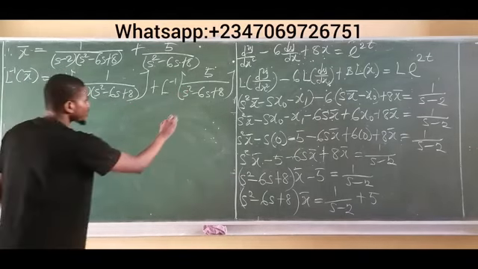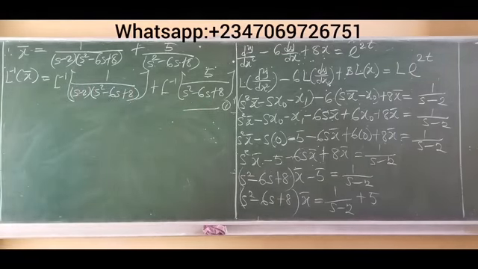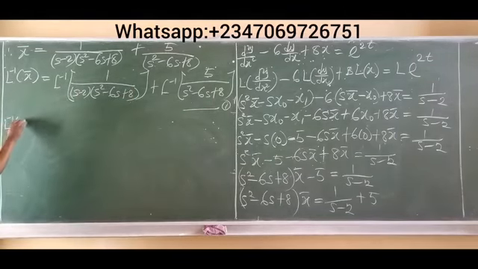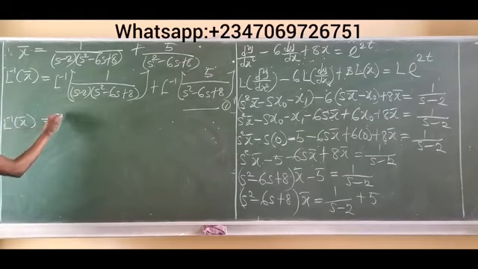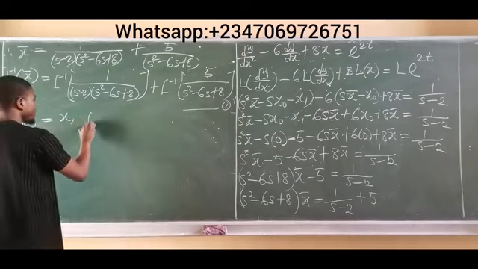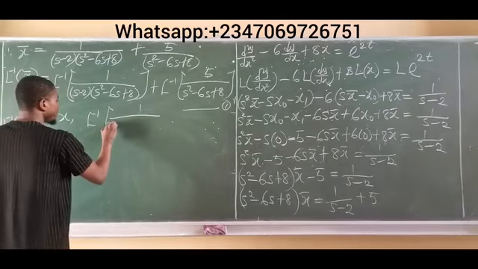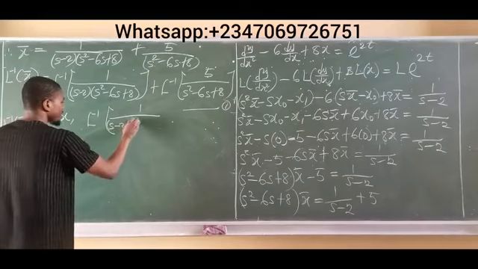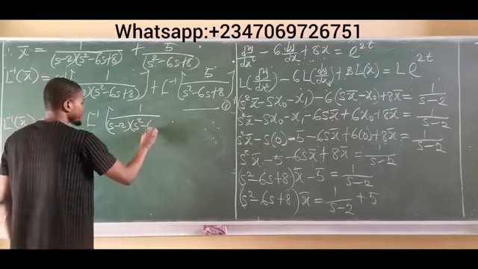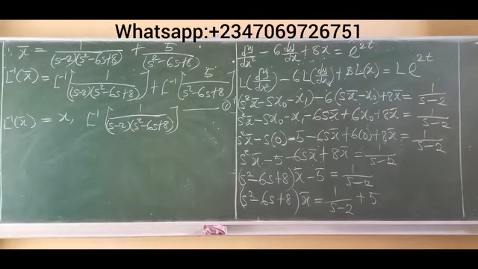Let's simply call this equation 1. Then from equation 1, Laplace inverse of x bar automatically is equal to x. This is settled. The next thing now, let's solve for the Laplace inverse of 1 all over s minus 2 times x squared minus 6x plus 8. Let's find the Laplace inverse of this function.